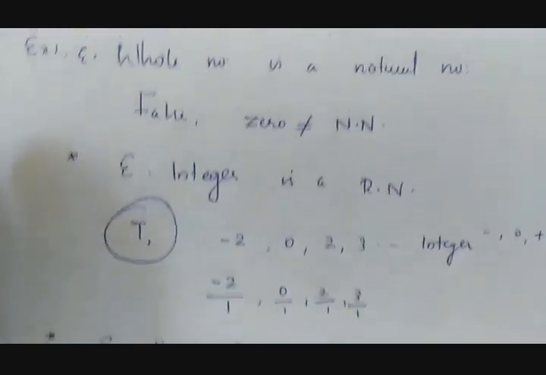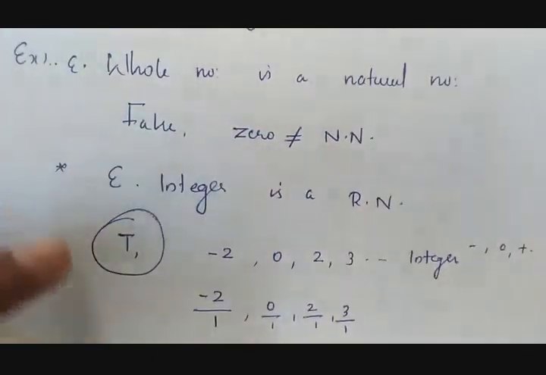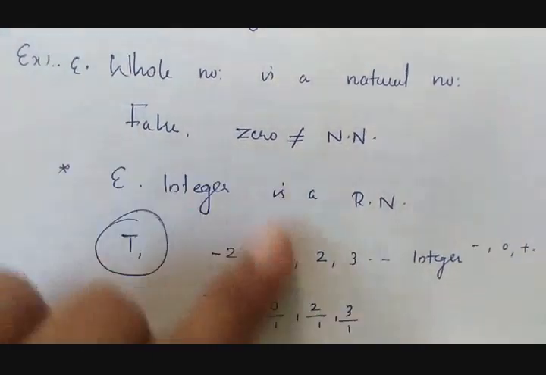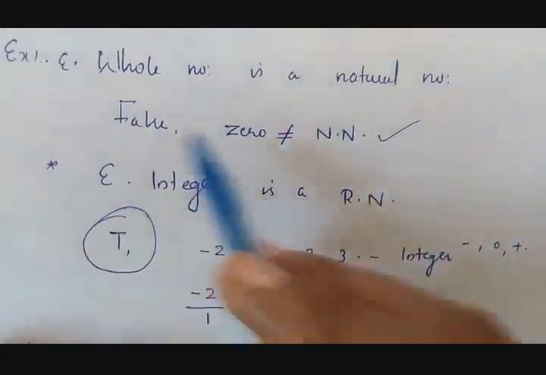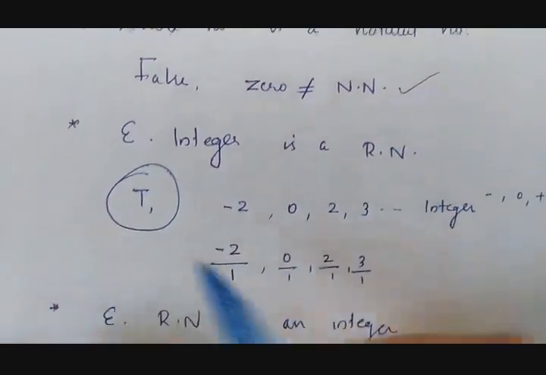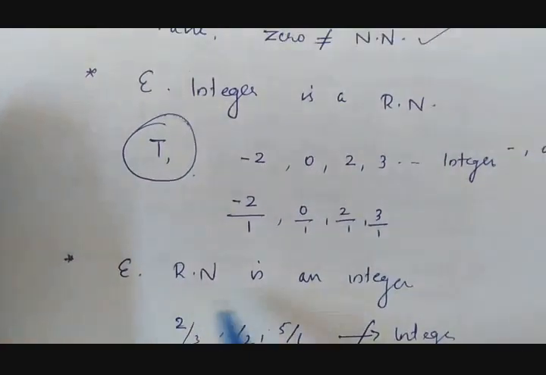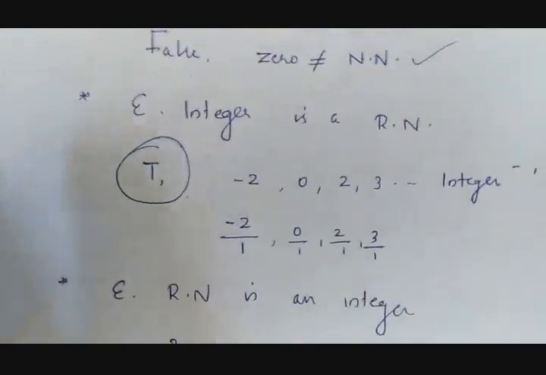Here we discussed 3 statements. Whole number is a natural number, which is false. We say why it is false. Every integer is a rational number. It is true. Every rational number is an integer. It is also false. We go to the next example discussed in the textbook.